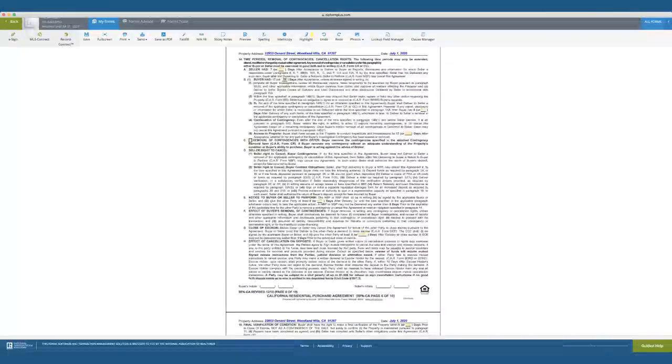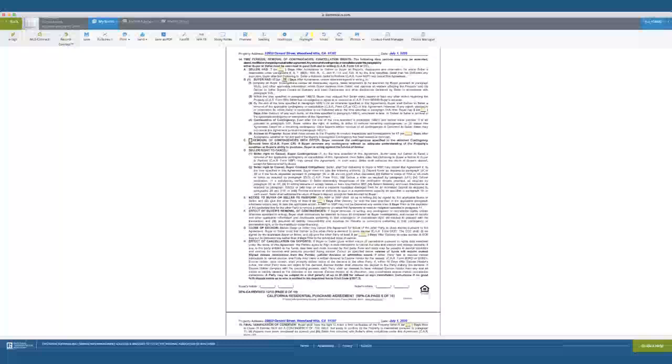Continuation of contingency. Basically what this is saying is that just because the 10 days are up, it doesn't go away. Everything has to be removed in writing. So the seller, if you haven't removed it, can give you a notice to perform, and then you would either have to remove it or cancel.